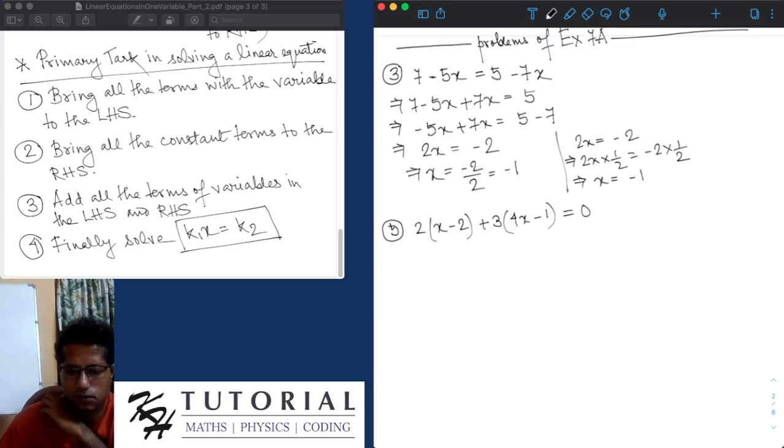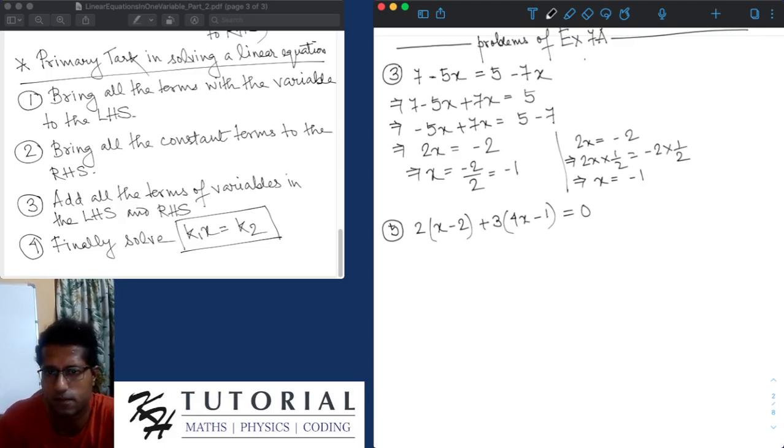Now, in problems you might also be asked to check whether the solution you got is correct or not. How do you check it? You just put in the solution, meaning the value of x that you got after solving. We got the solution as minus 1. If we put minus 1 in the given equation and get the same value for LHS and RHS, then it is verified that our solution is correct. Let me do it for one problem. I will not do it for the rest of the problems.